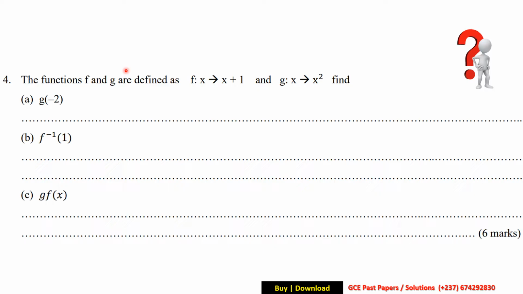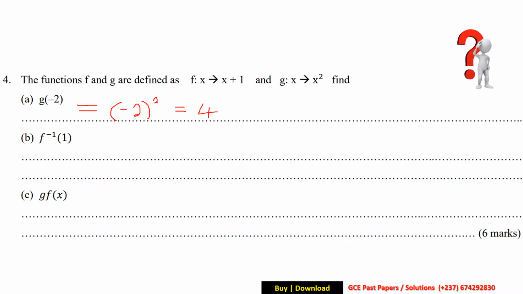Now, question 4. The functions f and g are defined as f: x maps onto x plus 1 and g: x maps onto x squared. Find g of -2. So this one is direct, right? G of -2, we just go to the function g, we substitute x by -2. So -2 squared. What will be -2 squared? When you square any real number, the result is a positive number. So negative squared will be positive and 2 squared is 4. So the result of this is +4. Or you can write it as -2 times -2. Negative times negative is positive and then 2 times 2, 4.